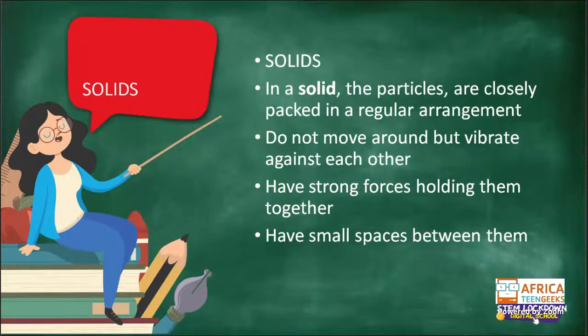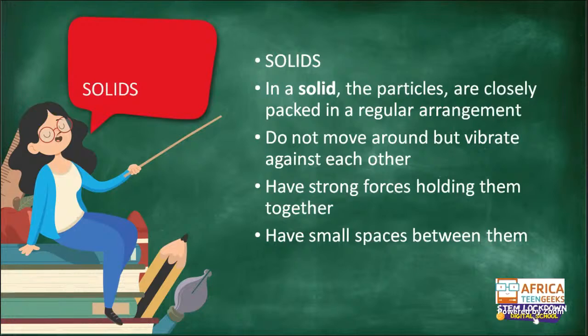Let's go on to bullet 2. Bullet 3, do not move around but vibrate against each other. So what it means is that in solids, the particles do not move around. They vibrate against each other. So that's why a stone is different from a liquid or water. Let's go to the next bullet. Bullet 4, they have got strong forces holding them together. And the last bullet, they have small spaces between them.